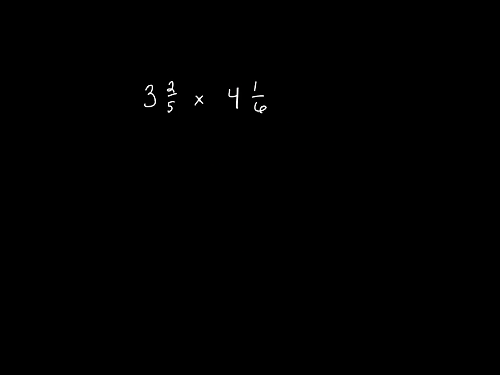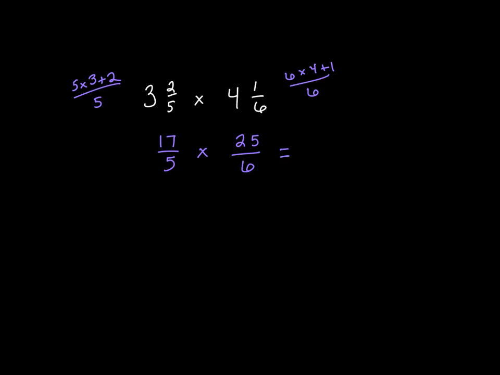Okay, again, let's change both of these to improper fractions. So this first one, we have 5 times 3 plus 2 over 5. That would be 17 over 5. Here we have 6 times 4 plus 1 over 6. That would be 25 over 6.